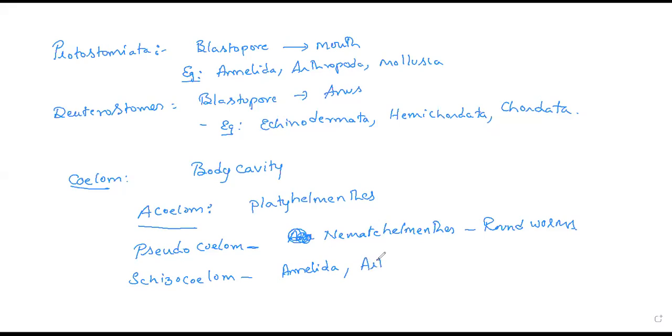Annelida, Arthropoda, Mollusca. So schizocoelom examples are Annelida, Arthropoda and Mollusca. So that is the schizocoelom.